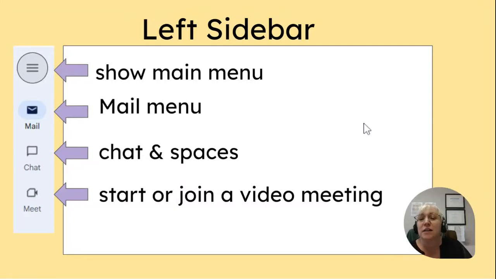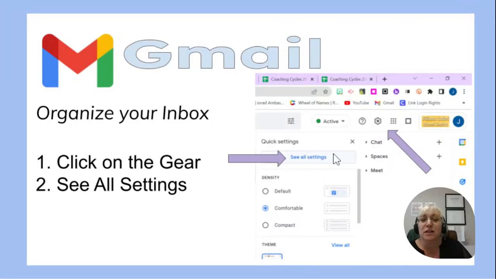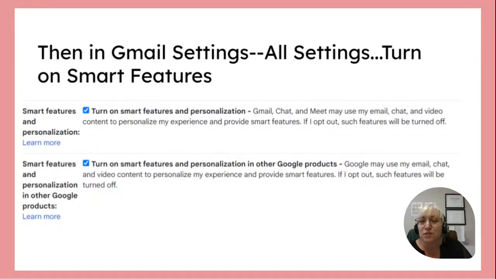Over on the left side, you can quickly get to chat to share something quickly with your team or send them a quick message or even start and join a video meeting. Let's click on the cog and see all settings to optimize our inbox. Scroll down and turn on those smart features. This will help Google Calendar work even better with your Gmail. So click on both boxes to turn on those smart features to help you work smarter and faster.